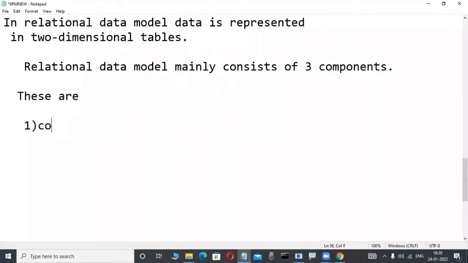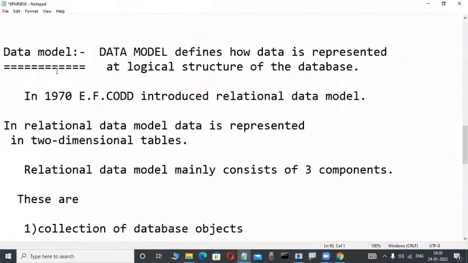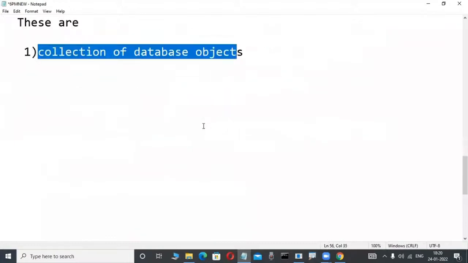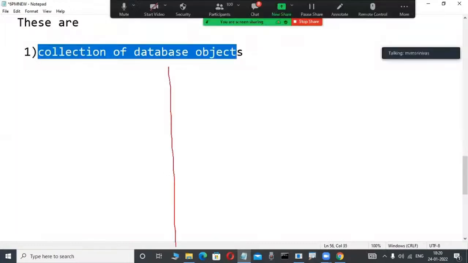A simple collection of database objects. In software such as Oracle, SQL Server and DB2, a collection of database objects is available. This is what we learn daily. Relational data model mainly consists of three components, and the first one is a collection of database objects. It is dead easy, and even a first-time newcomer can understand it.